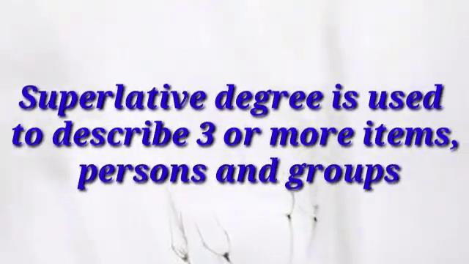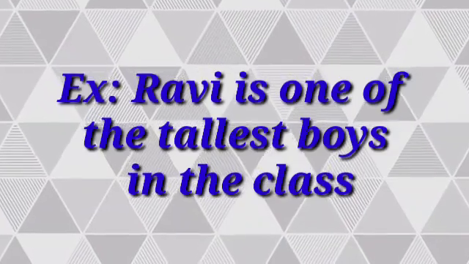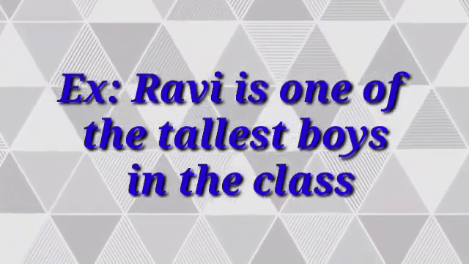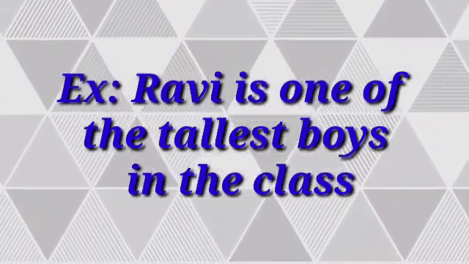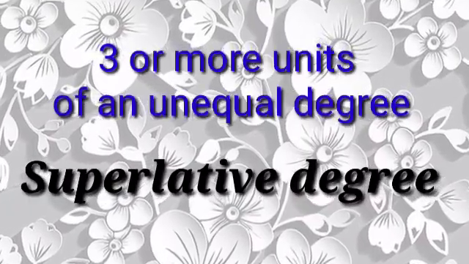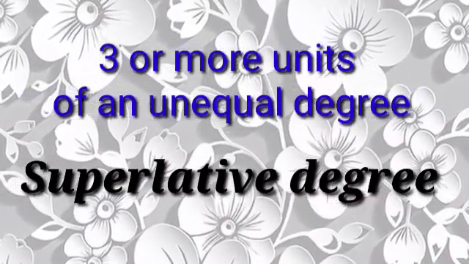Next one is superlative degree. It is used to describe three or more items, groups or persons. For example, Ravi is one of the tallest boys in the class. Superlative degree is used for the comparison of three or more units to an unequal degree. It shows the final choice.